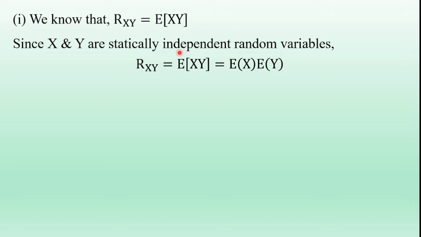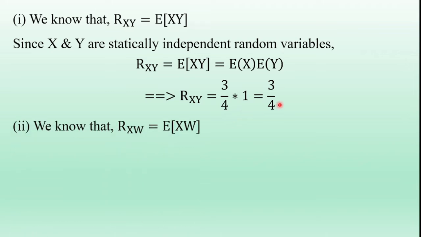We know that R suffix XY is equal to the expectation of XY. Given that capital X and capital Y are statistically independent random variables, the expectation of the product of random variables is equal to the product of their individual expectations. That is, the expectation of XY is equal to the expectation of X into the expectation of Y. Given that the expectation of X is 3/4 and the expectation of Y is 1, 3/4 into 1 is equal to 3/4. That is the first bit solution.